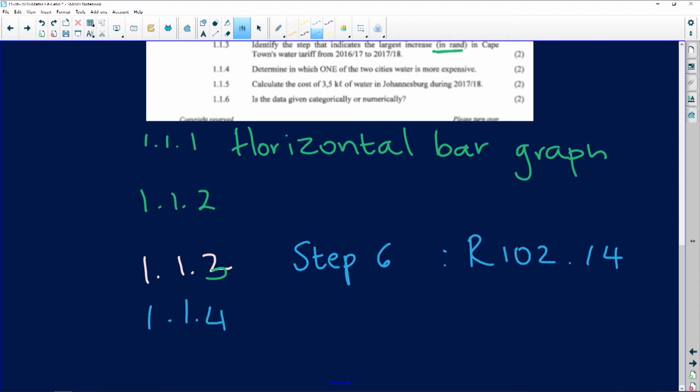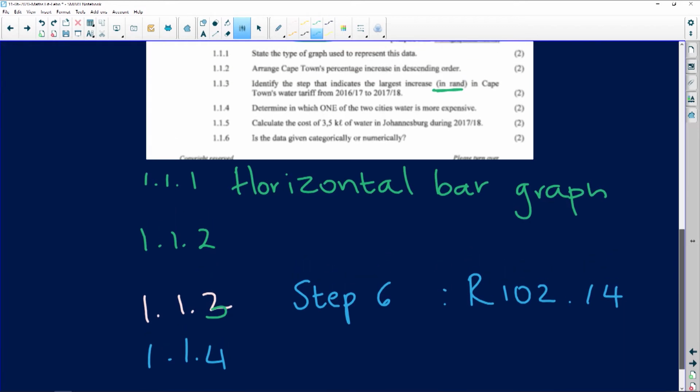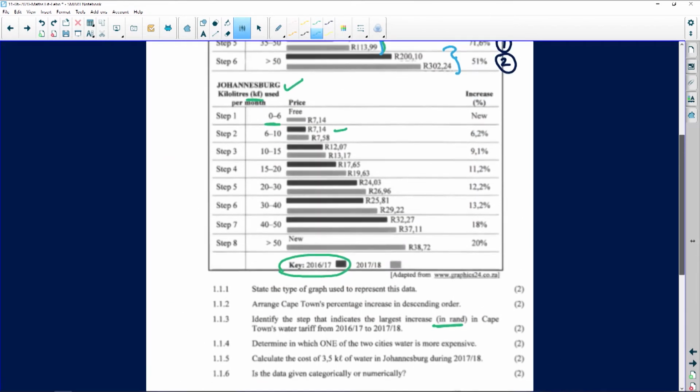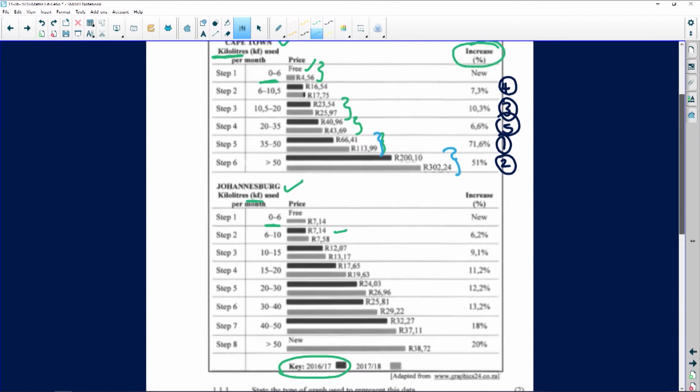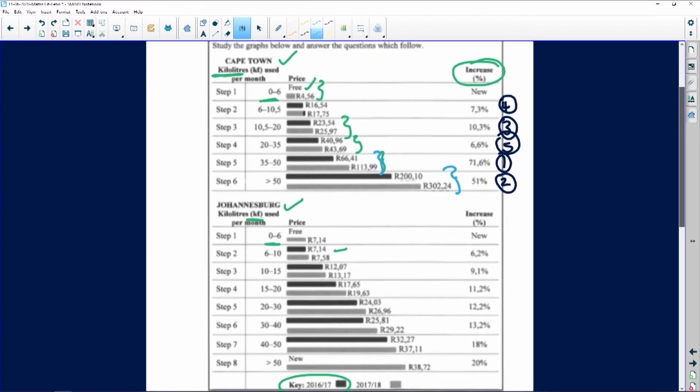1.1.4. Determine which one of the two cities' water is more expensive. That is so beautiful. So how do I compare this? All I'm doing is looking at the prices and seeing which one is more expensive. And automatically, when I look at it, I see that Cape Town has bigger prices. Therefore, Cape Town, for me, is looking like it's more expensive. But am I making the correct assumption? And what exactly is my assumption based on?